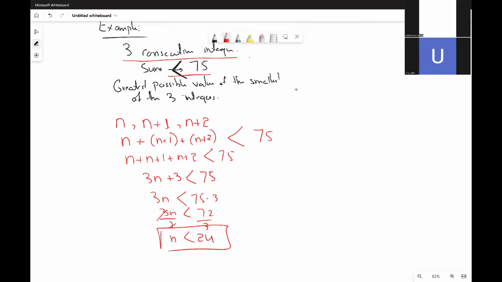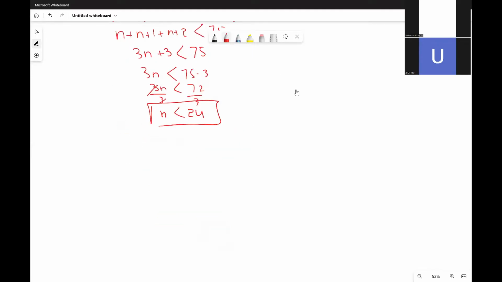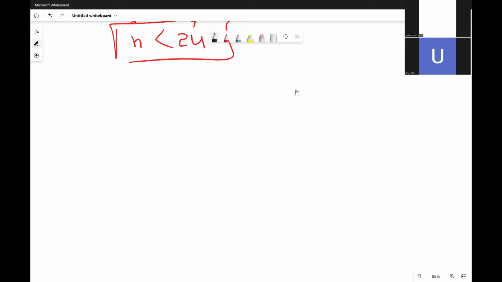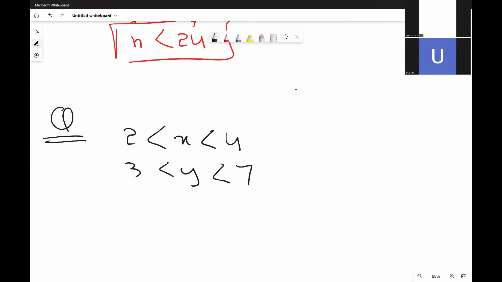Let's look at another example. If you're given, for example, these expressions here, for example, 2 is less than x and x is less than 4. Similarly, 3 is less than y and y is less than 7. What is the largest integer value of x plus y? X plus y, question mark, largest value, largest integer value.